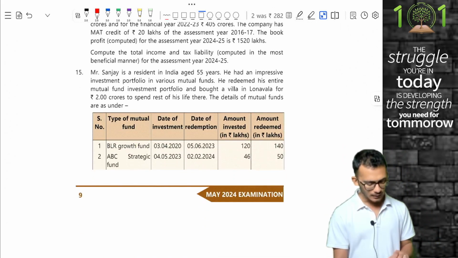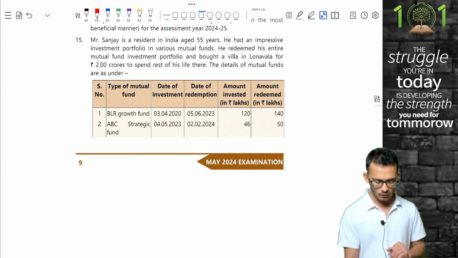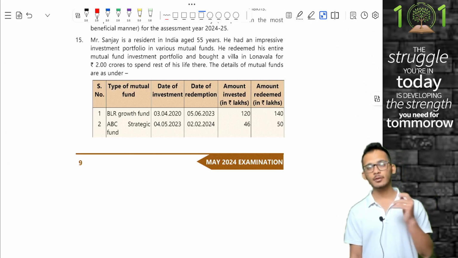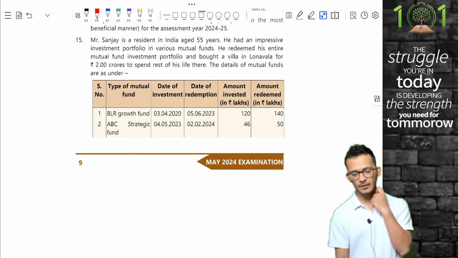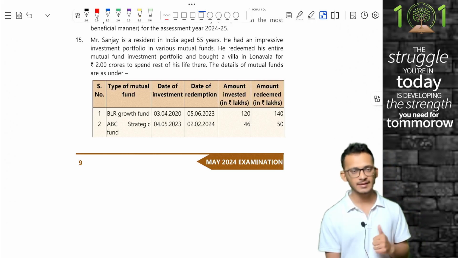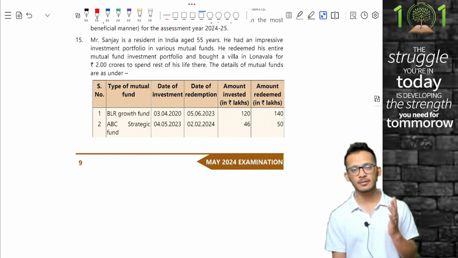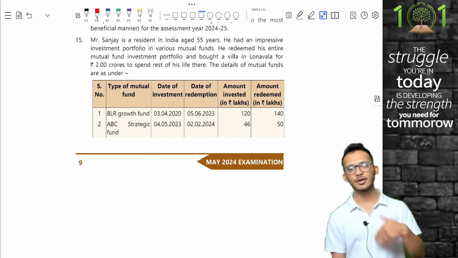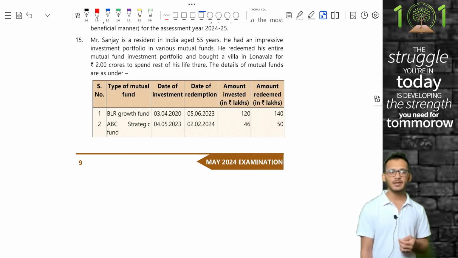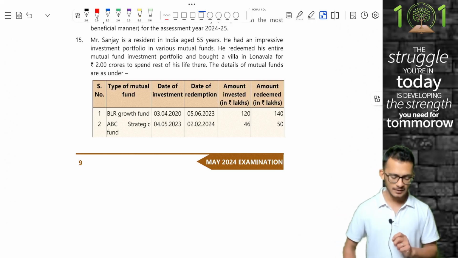Then you have Sanjay, resident of India, with an impressive investment portfolio. He has redeemed the entire mutual fund portfolio and bought a villa. Which means you're looking at section 54F. He has sold the mutual funds and bought a house, so it is section 54F. The only thing you'll have to be smart about in this question is that 54F is only applicable on long-term assets. If the asset is not long-term, you'll have to check whether it is a debt mutual fund or equity mutual fund, what is the period of holding and everything. You have to keep that in mind and check whether it's a long-term asset or a short-term asset. But it looks like a very interesting question. Please do solve it.